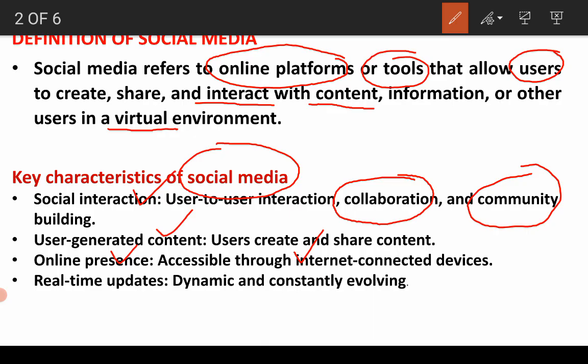And also it has real-time updates. So you can update the social media platforms in real time, like now. I can update information on my YouTube channel, and that information will be updated everywhere. Anyone trying to access it will be able to tell that there's been an update. Very important. So, the definition and the characteristics of social media.